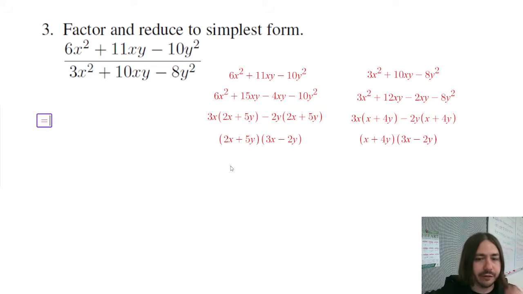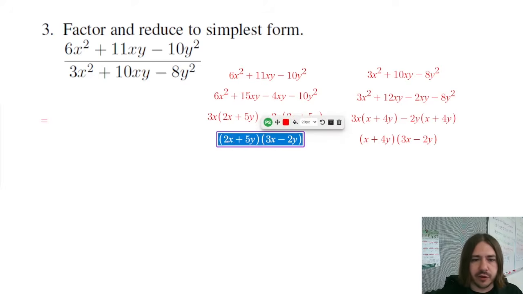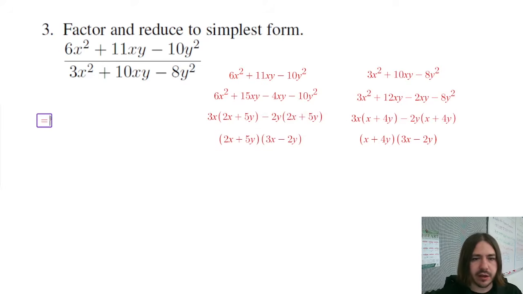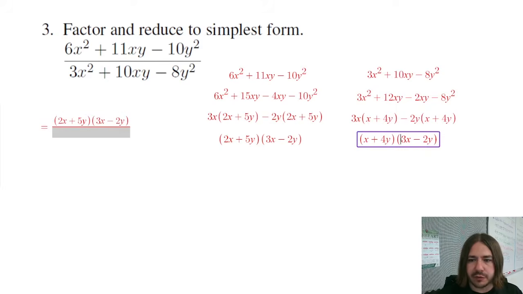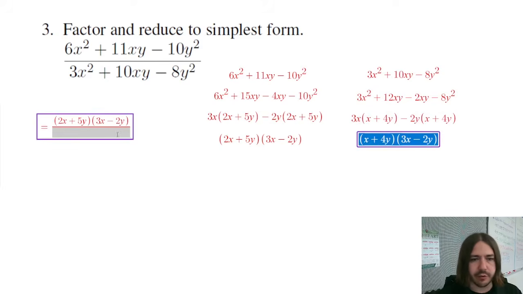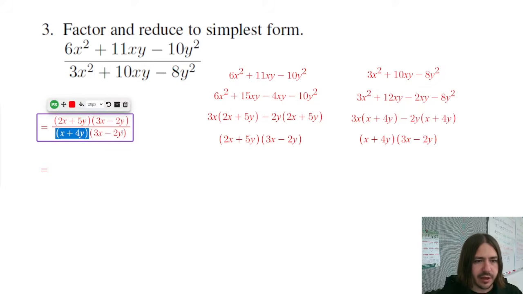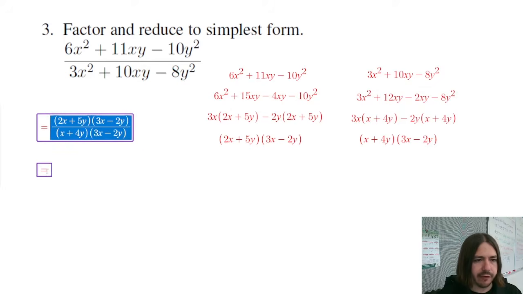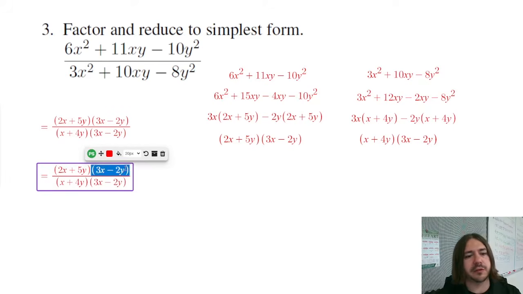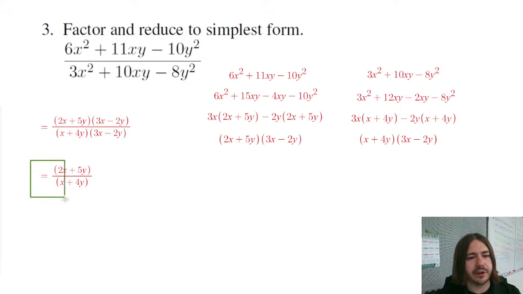So now I could rewrite this expression in factored form. I'm doing kind of the first half of this. It's going to be, here's my numerator, 2x plus 5y times 3x minus 2y, all over x plus 4y times 3x minus 2y. Notice how we've got the same factor in the numerator and the denominator, so we can simplify this out, assuming that doesn't equal 0. And we'll be left with our final answer here, which is 2x plus 5y over x plus 4y. That's it for number 3. Move on to number 4.